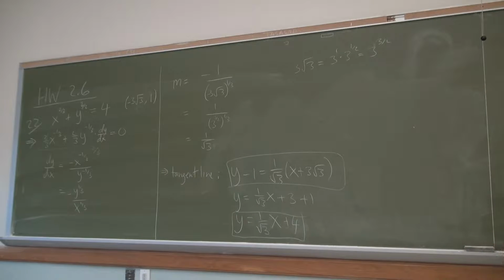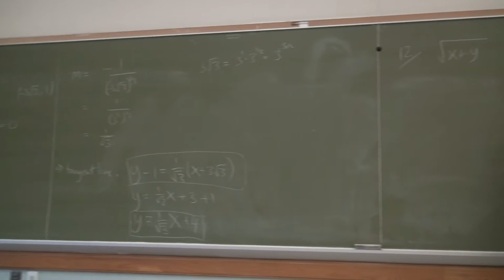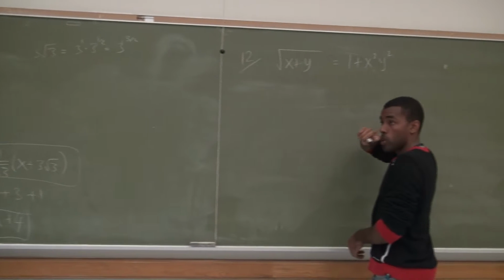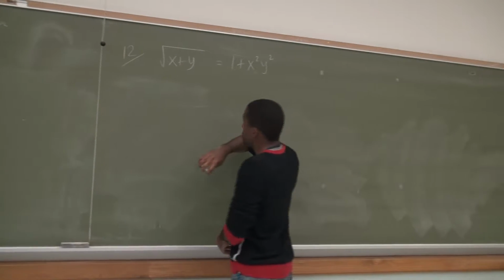The square root of x plus y is equal to 1 plus x squared y squared. What was the question? Find the derivative. Just find dy/dx.